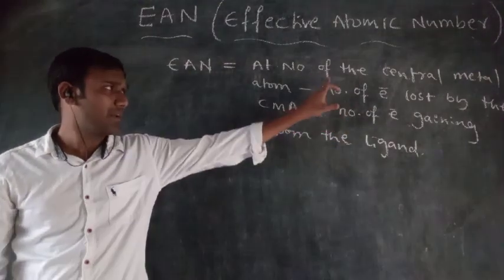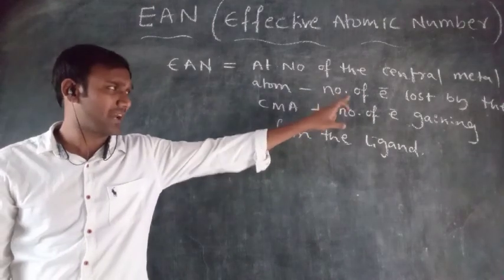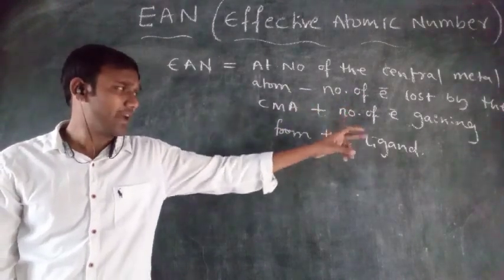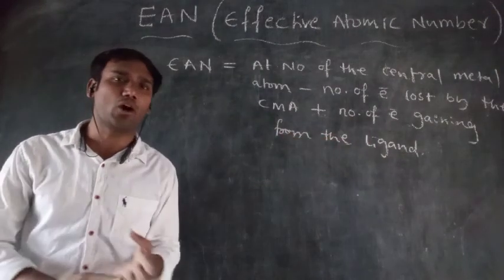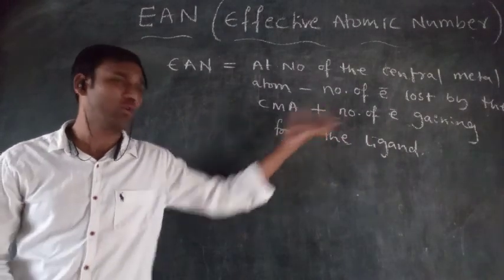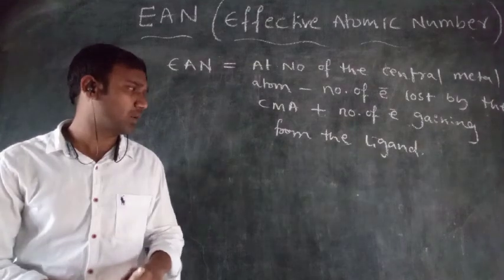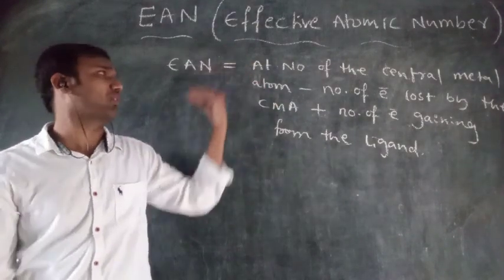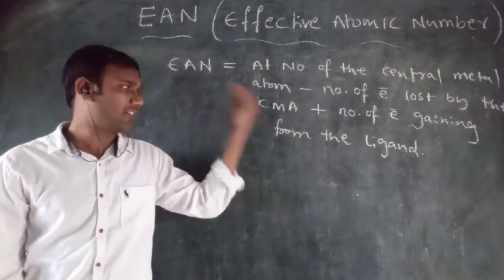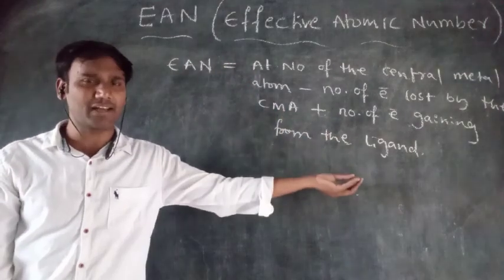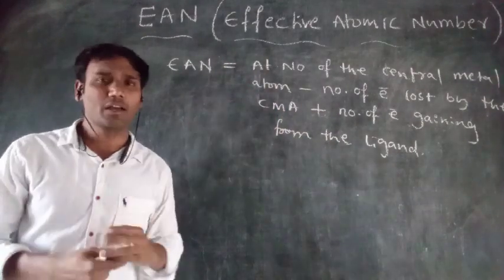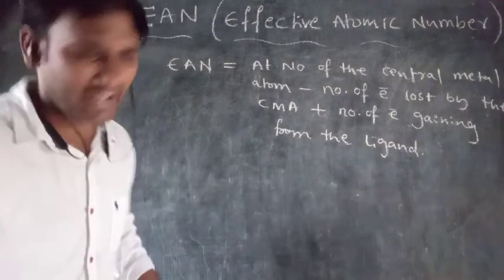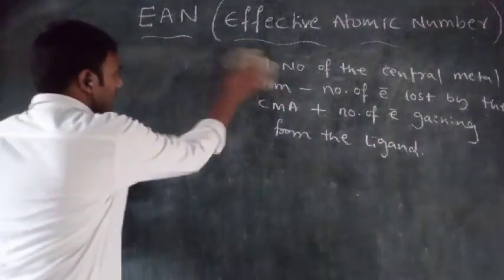So the atomic number of the central metal atom, minus the number of electrons lost by the central metal atom, plus the number of electrons gained from the ligand. How many electrons are gained from the ligand? You have to write that. So if it is equal to the inert gas atomic number, the complex is stable and follows the effective atomic number method. If the number is not equal to the inert gas atomic number, it does not follow the effective atomic number rule, and we can say it is not stable, right? So we'll see an example using this formula.